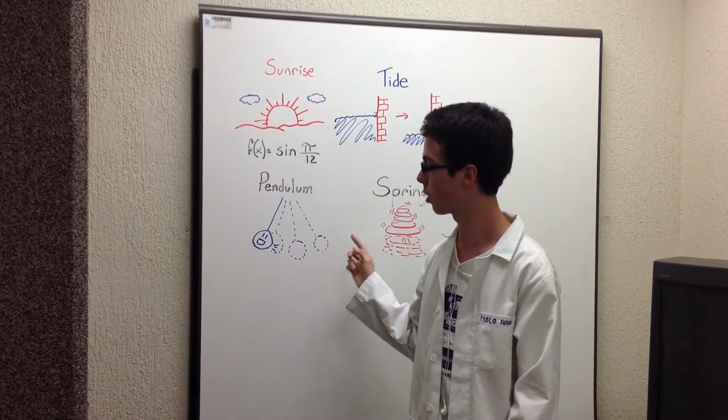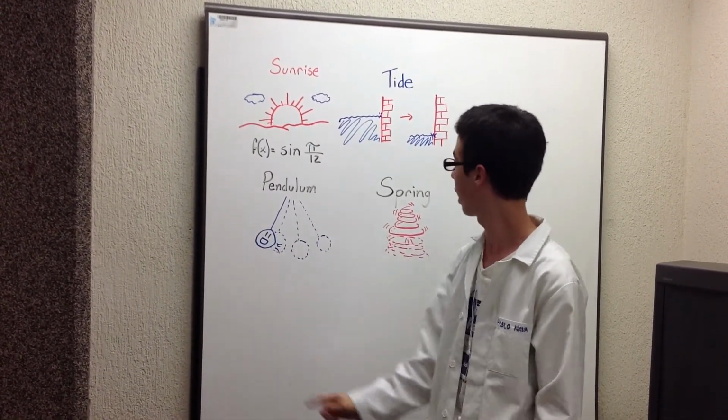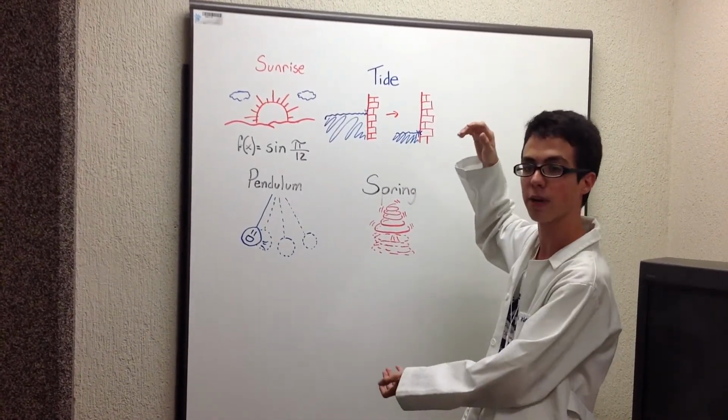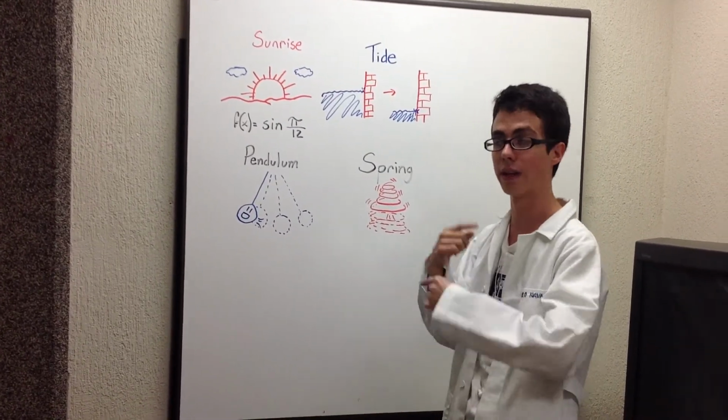And for example, a pendulum that goes from one side to another, back and forth. And a spring: when we exert a force on it, it's going to expand and then compress again, so it's in a cycle.